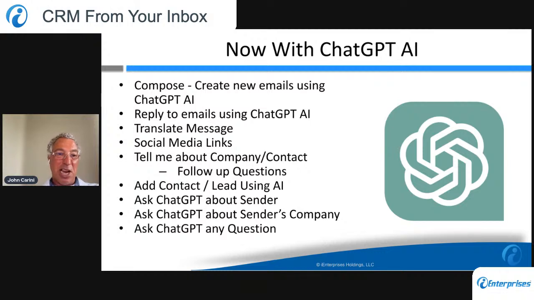And now here's some of the ChatGPT stuff that makes your life easier. You can compose messages, and I'll show this live in a second. Reply to emails, translate. We also provide some social media links. We give you information about the company and contact that sent the message. You can add a contact to your CRM using AI. You can ask all sorts of questions of ChatGPT while you're interfacing with your email and your CRM all at the same time.